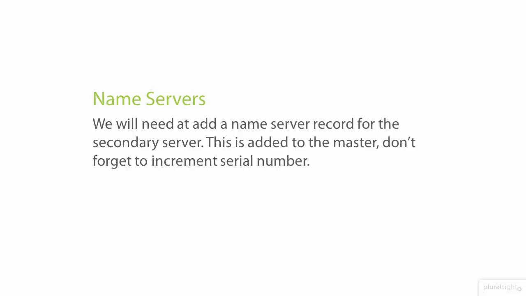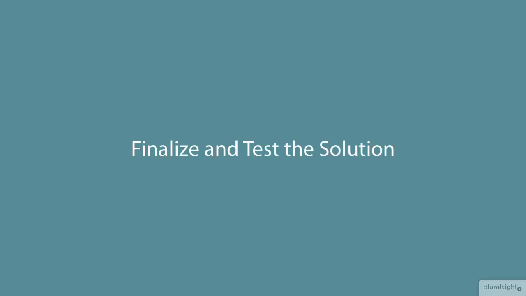Now, of course, just adding the secondary server or the slave server doesn't add a name server record. So when anybody's looking for information relating to this zone, they're still only going to be returned the one name server. So we've got to ensure we add in the additional name server. And remember, when we add in any records now, we'll be adding them to our master server. That's the read-write copy. But we also have to remember now, and it becomes critical, that we remember to increment the serial number. So let's look at finalizing and testing our solution.